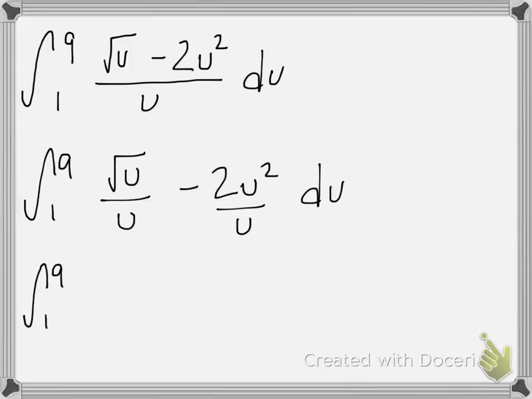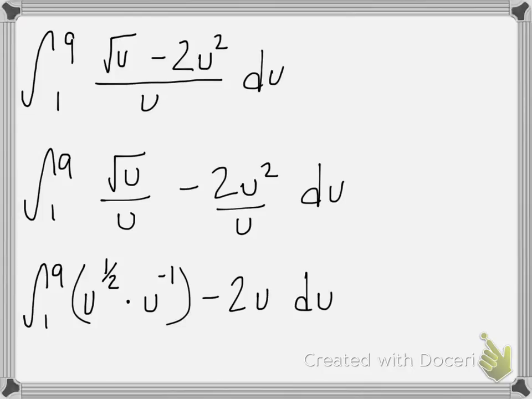the square root of u, which is the same as u to the 1/2, and that is going to be multiplied by u to the -1, minus, you can tell that 2u squared divided by u is going to leave you with just minus 2u du.